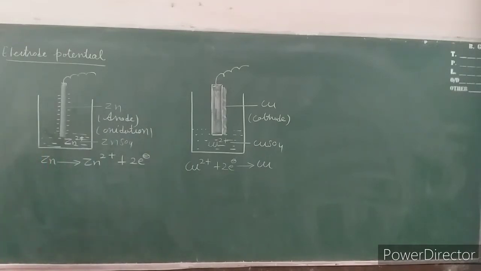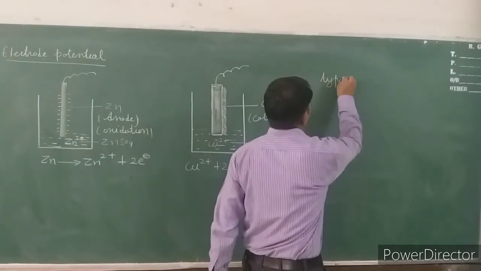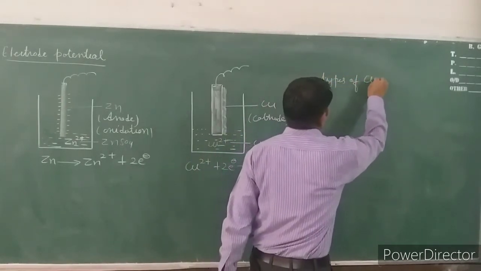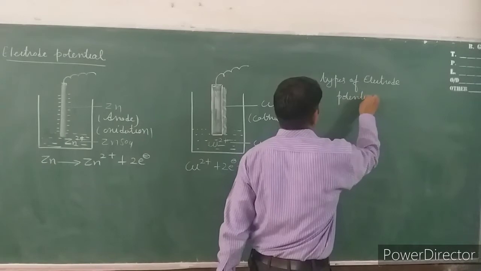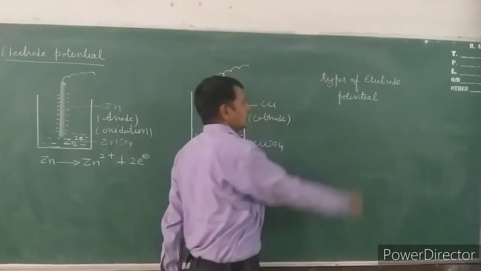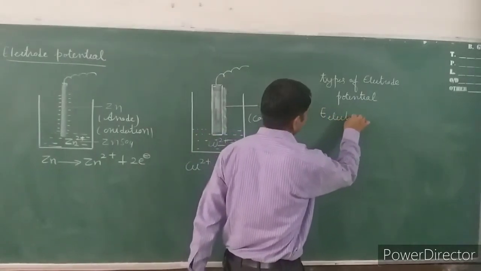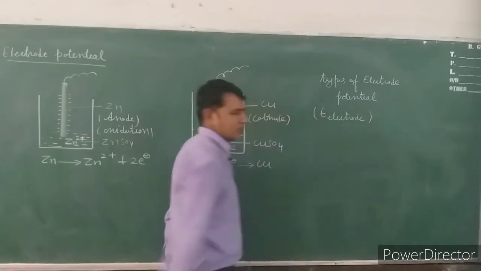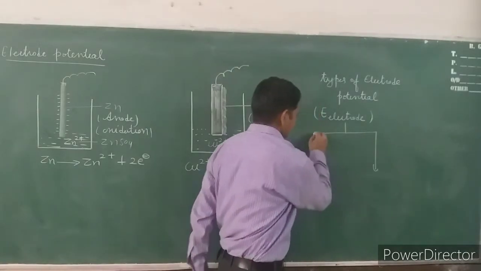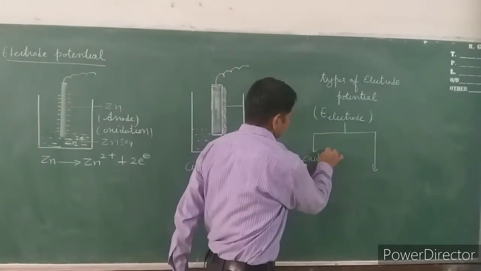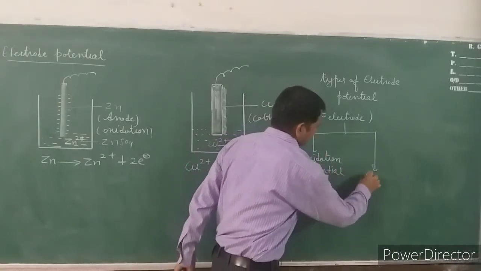So there are two types of potential. Types of electrode potential. The symbol for the electrode potential is E electrode. There are two types of electrode potential: first is oxidation potential and second is reduction potential.